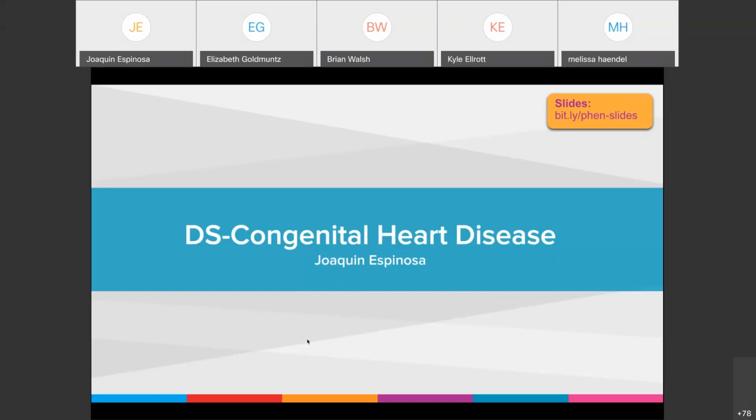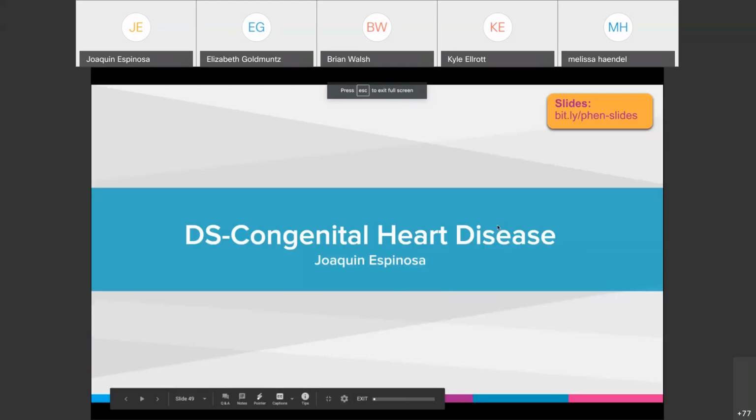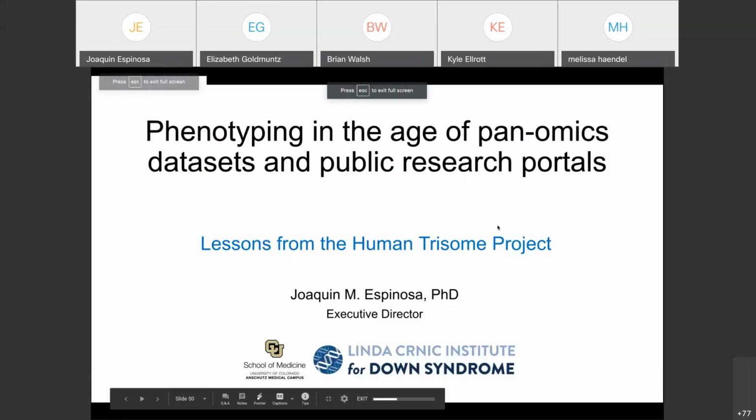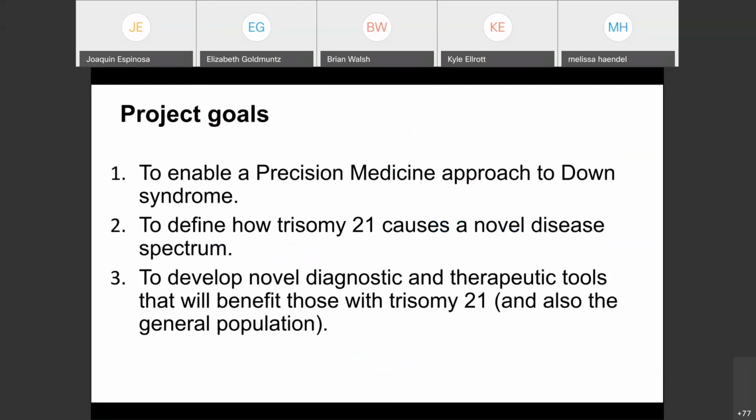So hello, everybody. I hope everyone is staying safe and sane in these surreal times. So very quickly, I would like to give you a background of how we get to congenital heart disease and other comorbidities in Down syndrome as part of the Human Trisom project. So maybe we can leave it there at the project goals.